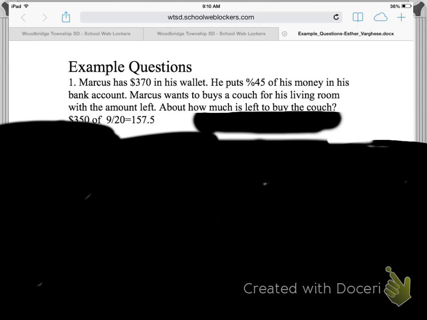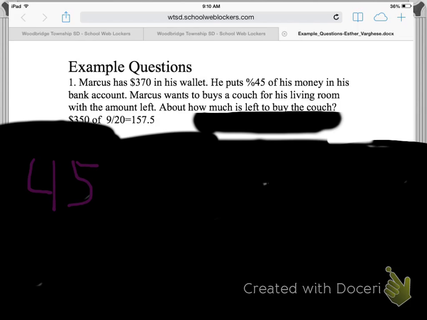This is our first problem. Marcus has $370 in his wallet. He puts 45% of his money into his bank account. Marcus wants to buy a couch for his living room with the amount left. About how much is left to buy the couch?